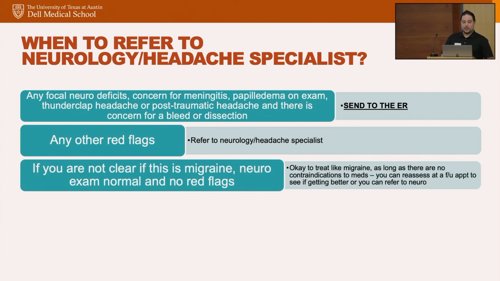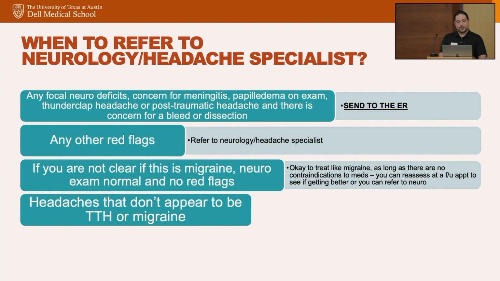Now, say you have a patient that you're not clear is this migraine. However, the neuro exam is completely normal and there's no red flags. I would say it's okay to treat this patient like migraine, and as long as there's no contraindication to the medications you use, you can reassess the patient at a follow-up appointment in 2 months. And if they're getting better, great, maybe it is migraine. And if they're not, you can refer to neurology.